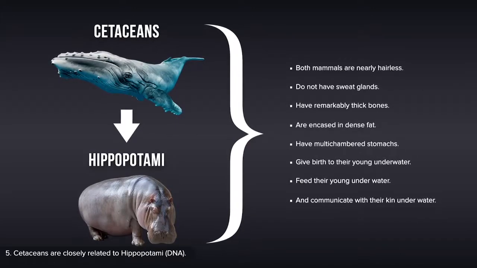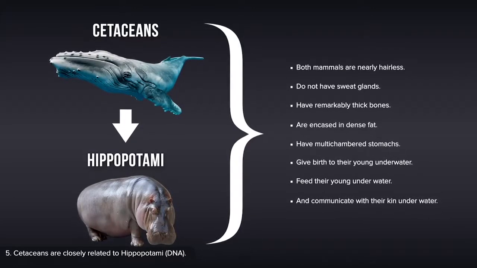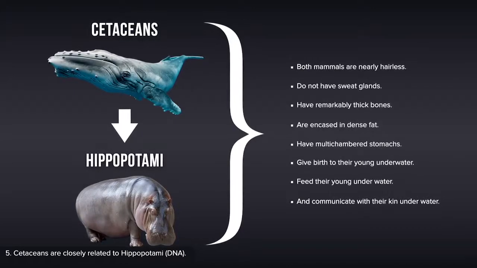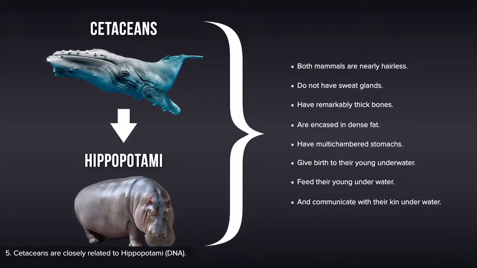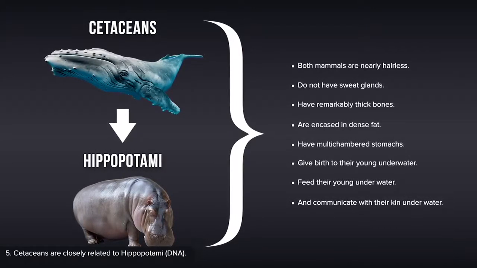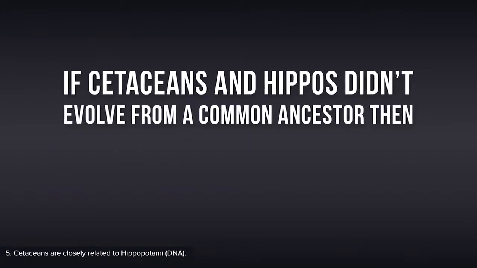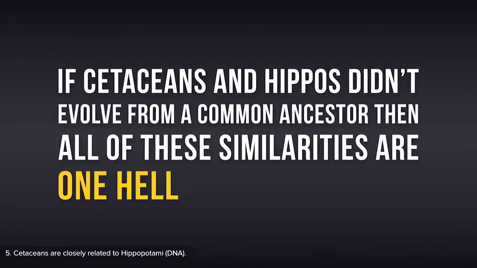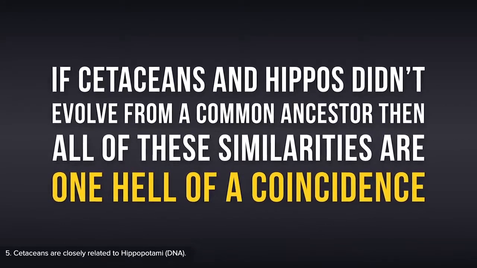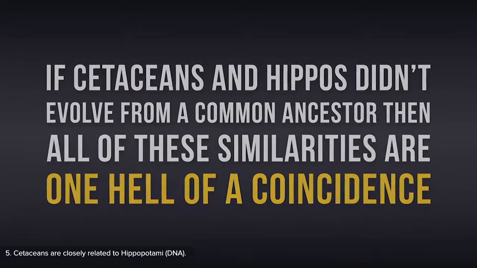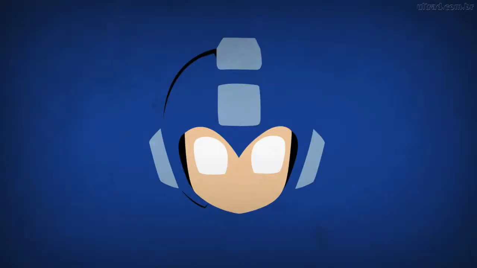Now, all of these similarities once again make perfect sense if cetaceans and hippos share a common ancestor, as their DNA screams, let alone suggests. But if they didn't evolve from a common ancestor, then all of these similarities are one hell of a coincidence, and DNA is the greatest troll in history. There's nothing coincidental about a common designer.